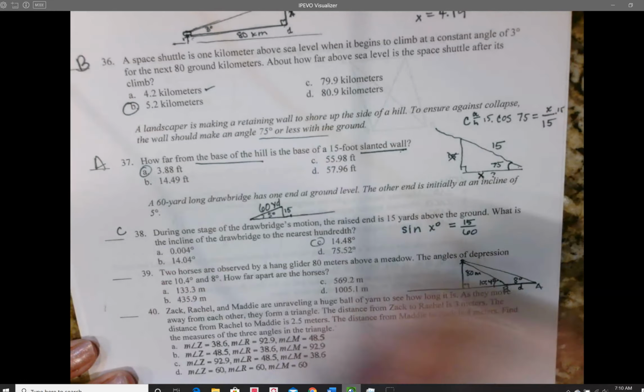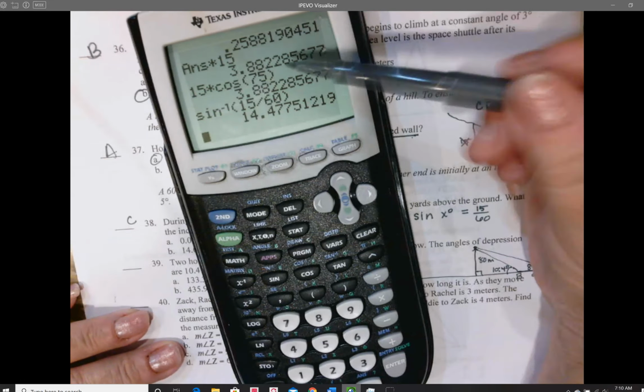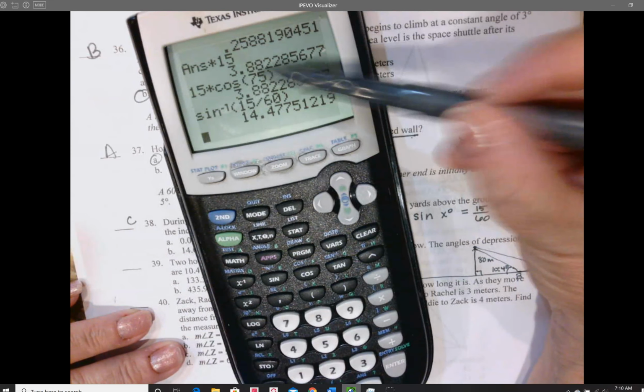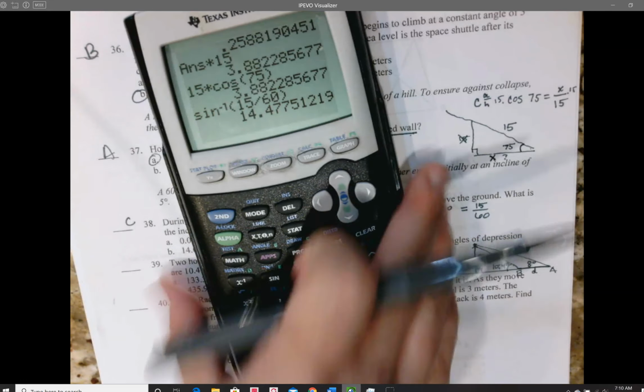So that's going to be my cosine. Cosine is adjacent over hypotenuse. So I set up a cosine ratio, and that equals the adjacent over the hypotenuse, multiply out by the 15, and I get 3.88. So in my calculator, you can see that's right here. I did 15 times the cosine of 75, and that's where the 3.88 comes from.